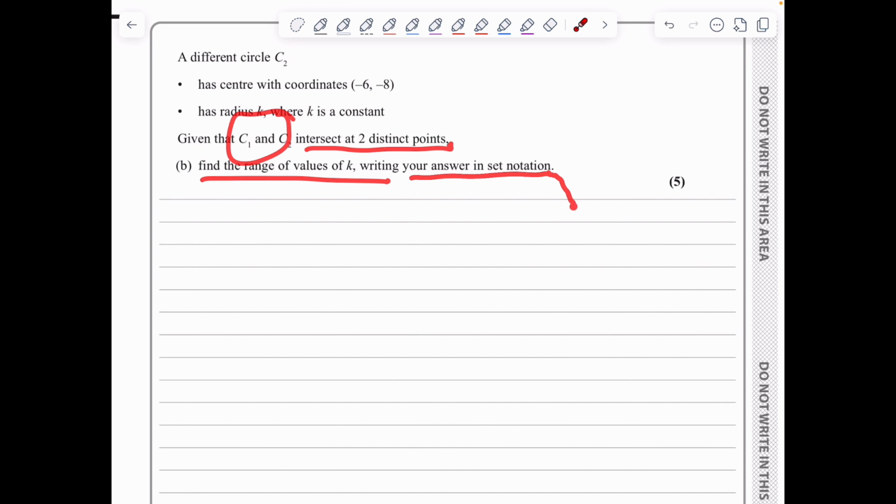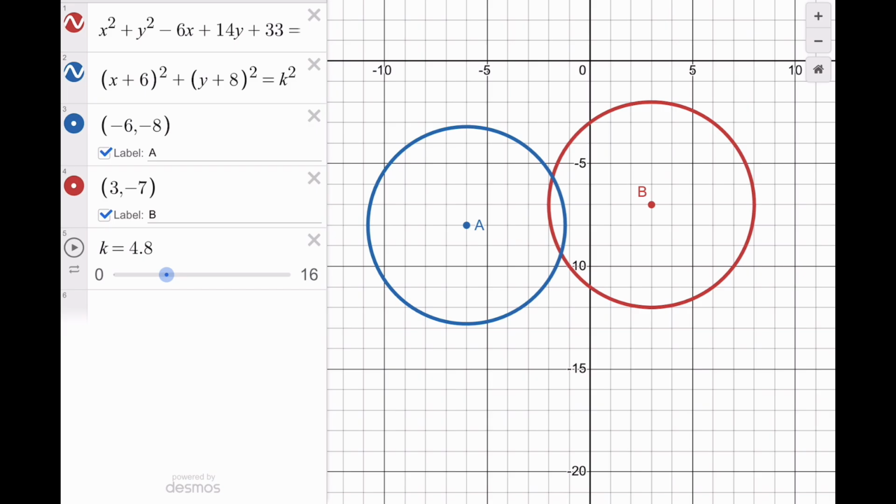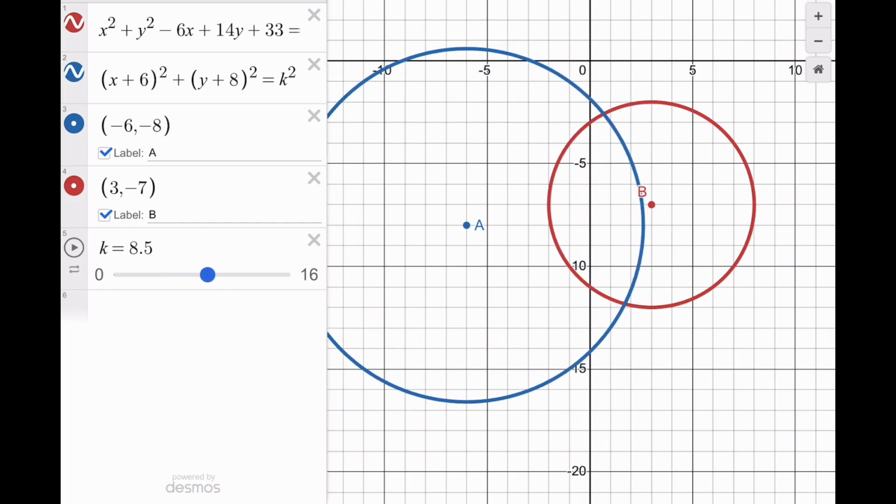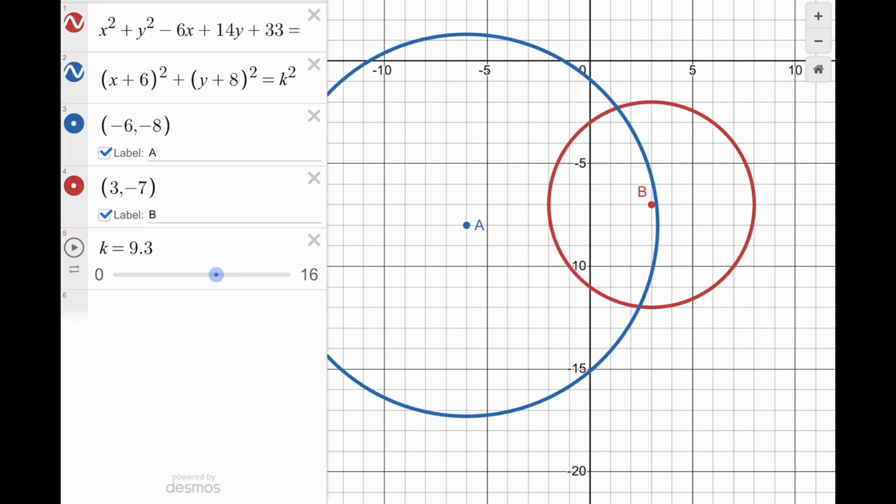Now before proceeding and doing any calculations, let's go on Desmos to see exactly what's happening. So here we've got circle C1 centered at B and circle C2 centered at A. Now we can vary the radius of the circle appearing in blue, the circle C2, and we can see that as we increase k, we've got two distinct points of intersection. Let me put the animation on.